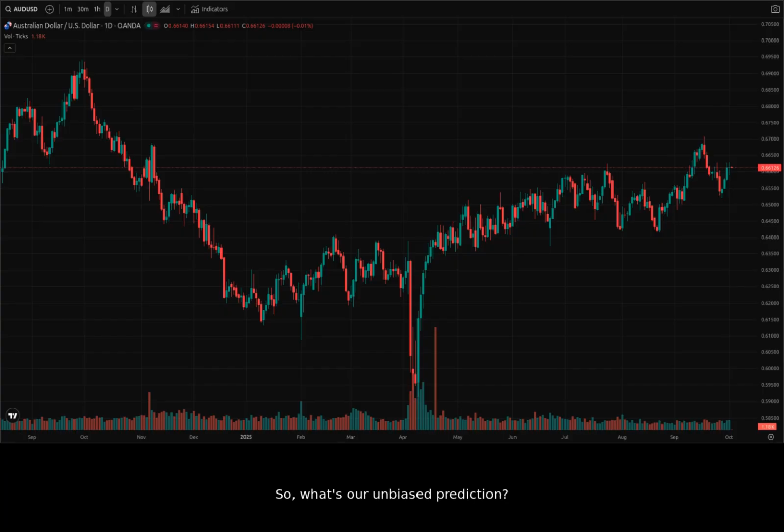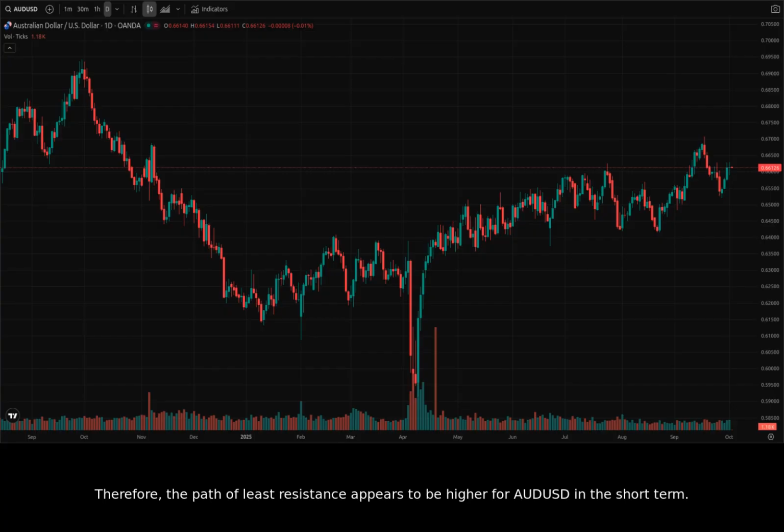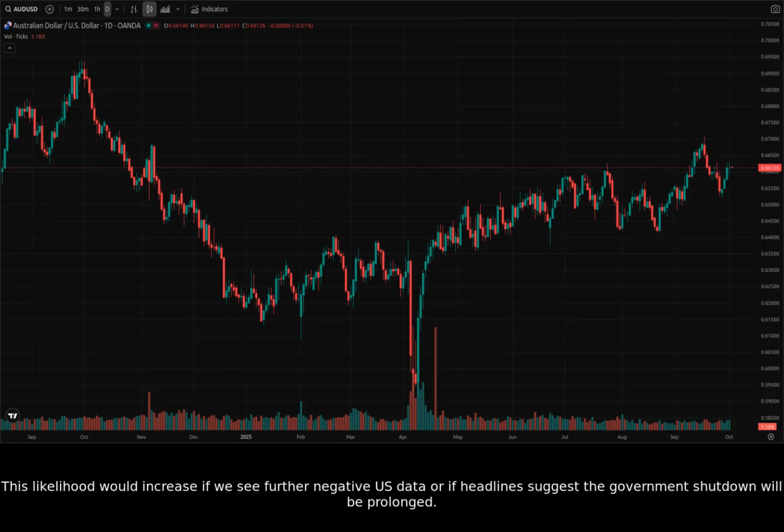So, what's our unbiased prediction? The fundamental backdrop is messy, but the recent weak U.S. jobs data is a powerful catalyst that should continue to weigh on the U.S. dollar. Therefore, the path of least resistance appears to be higher for AUDUSD in the short term. I would place a 60% probability on another attempt to break the 0.6942 resistance within the next week. This likelihood would increase if we see further negative U.S. data or if headlines suggest the government shutdown will be prolonged.